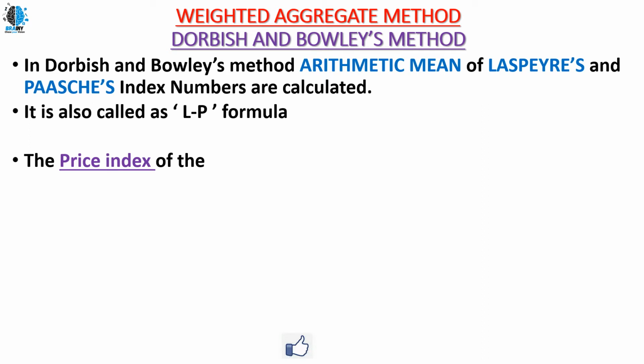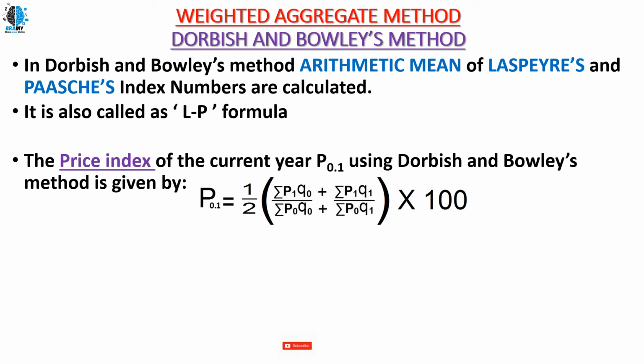So let's see the price index. The arithmetic mean: Laspeyres method plus Paasche method, add these two and divide by 2. It is nothing but our arithmetic mean. What is the general formula of arithmetic mean? It is the sum of quantities divided by the number of quantities. Here we add both formulas and divide by 2. So this will be our Bowley's method.